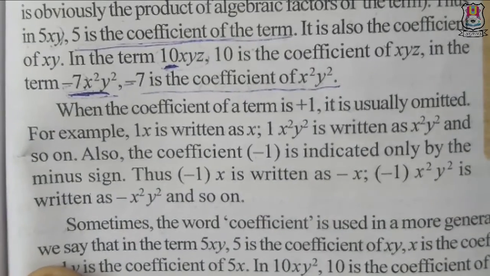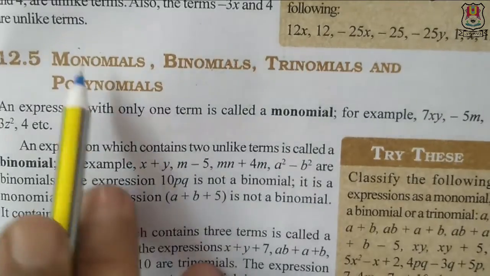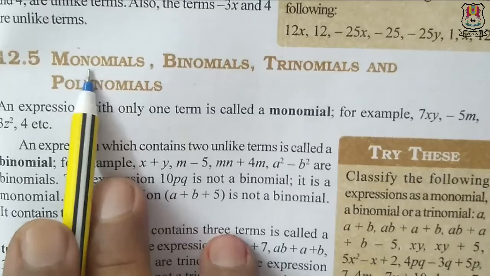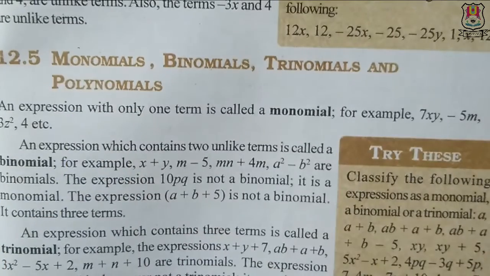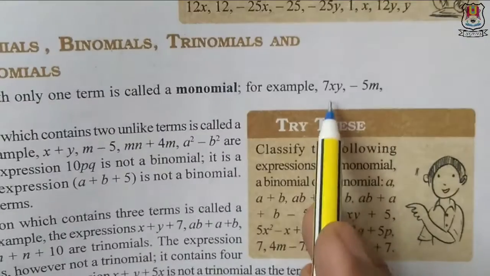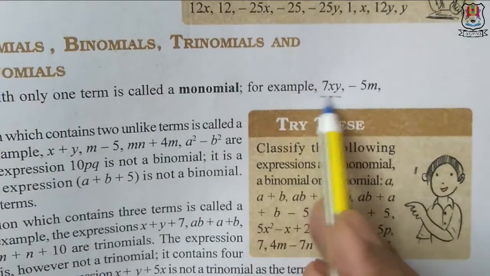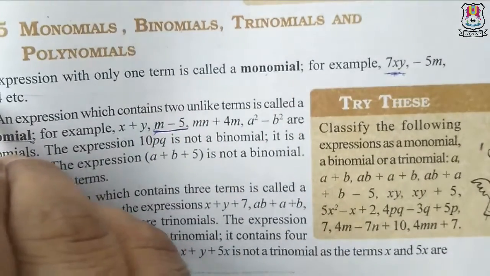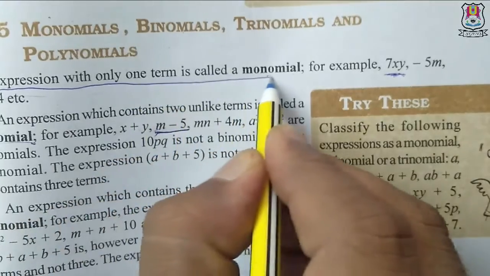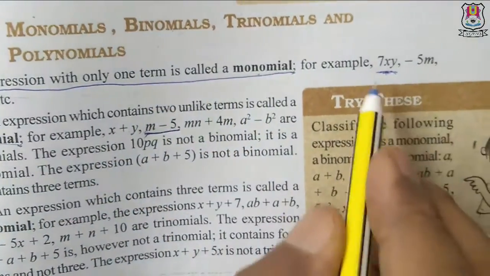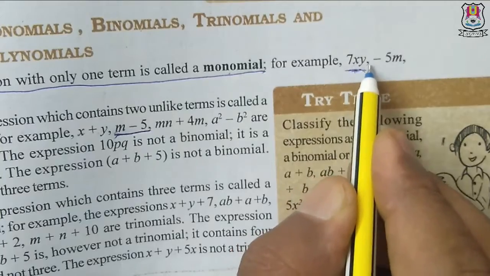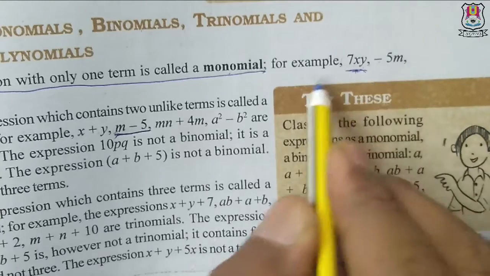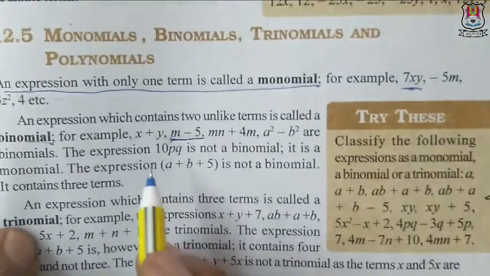It's very simple. Now there are different types of terms. There are monomials, binomials, trinomials, and polynomials. To simply understand this, monomial means having a single term. Single term means just as written, 7xy. Any expression with only one term is called a monomial. The terms are given as 7xy, and minus 5m. This is a single term, this is a single term. So single terms are referred to as monomials.